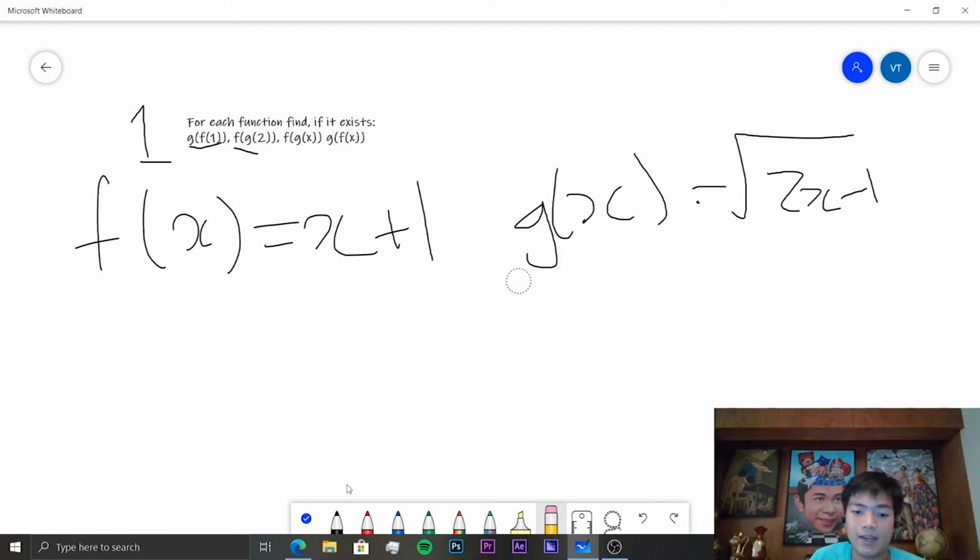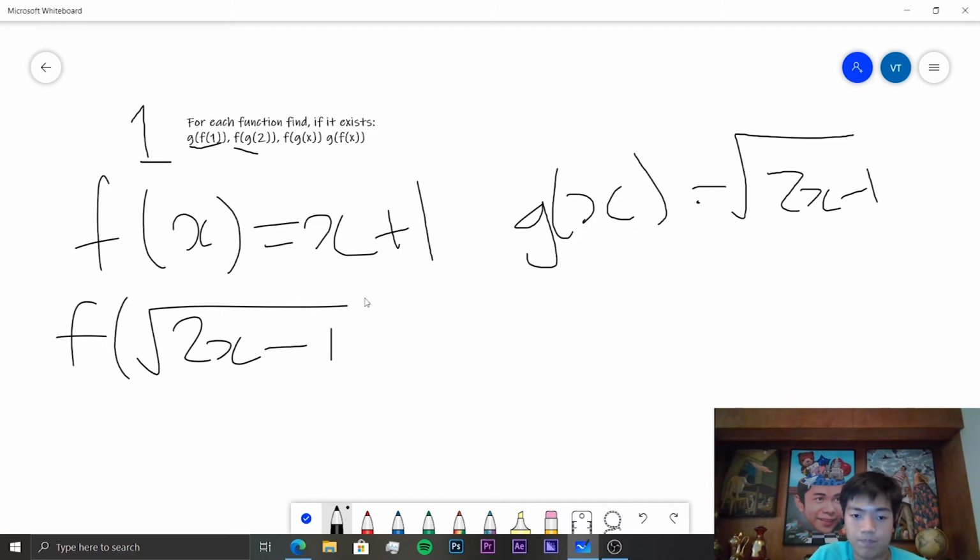So what's fg of x? Well, we know g of x is the square root of 2x minus 1, so we need to find f of the square root of 2x minus 1. And that's equal to, well, we just substitute it into this x over here. So we just have the square root of 2x minus 1 plus 1.